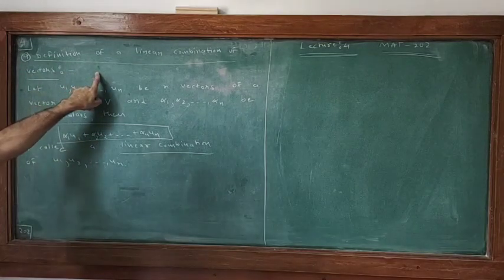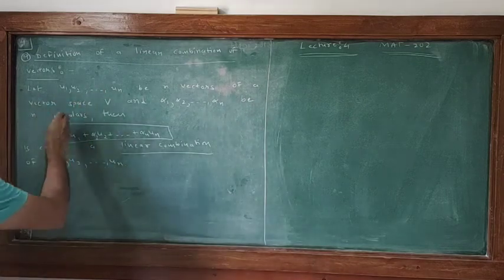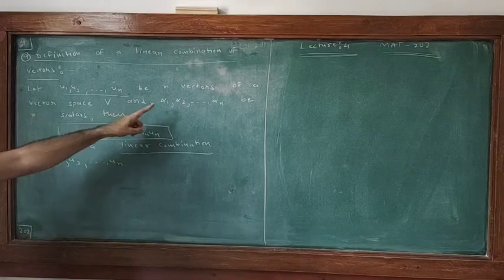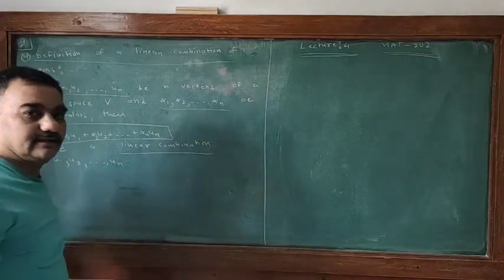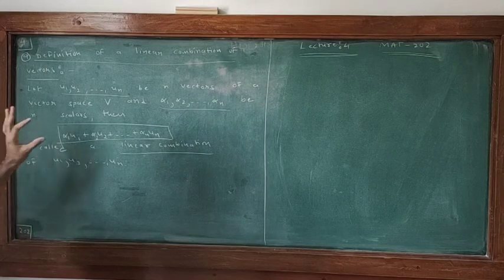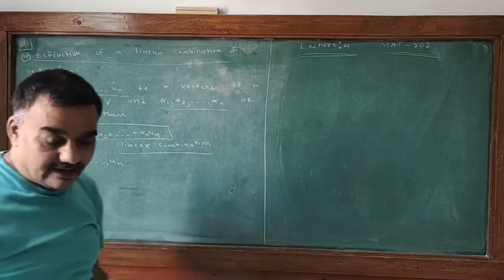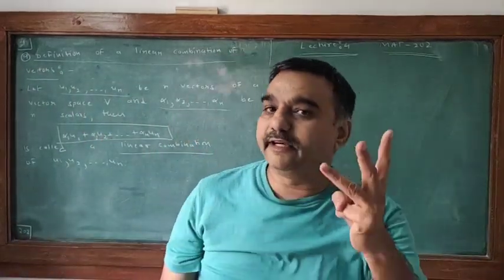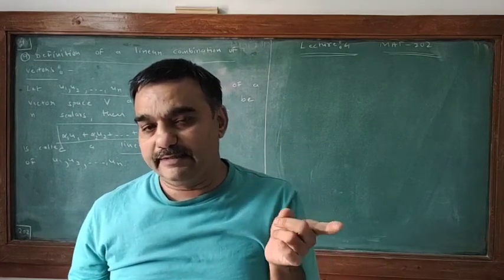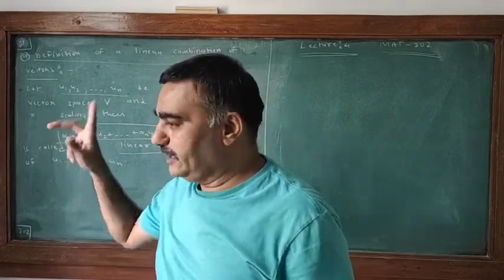Definition of a linear combination of vectors. U1, U2 up to Un are vectors, and alpha 1, alpha 2 up to alpha n are scalars. Then this vector is known as a linear combination of U1, U2 up to Un. Just remind this definition. So up to here you have three definitions. Before I start, pause this video for a few moments and read the three definitions: vector space, subspace, linear combination.